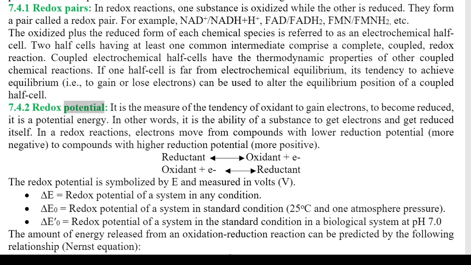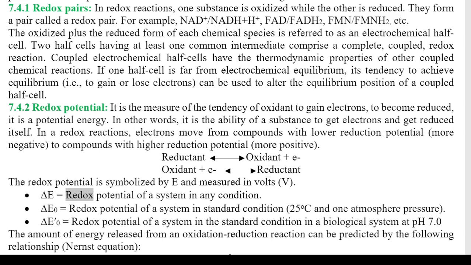7.4.2 Redox potential. It is the measure of the tendency of an oxidant to gain electrons, to become reduced. It is a potential energy. In other words, it is the ability of a substance to get electrons and get reduced itself. In a redox reaction, electrons move from compounds with lower reduction potential, more negative, to compounds with higher reduction potential, more positive. Reductant ⇌ oxidant plus e-. Oxidant plus e- ⇌ reductant. The redox potential is symbolized by E and measured in volts, V.